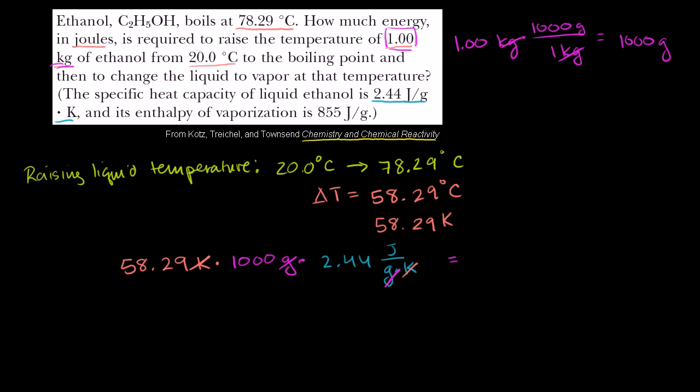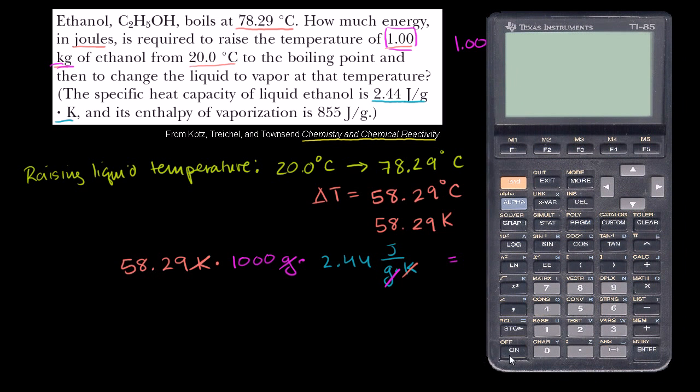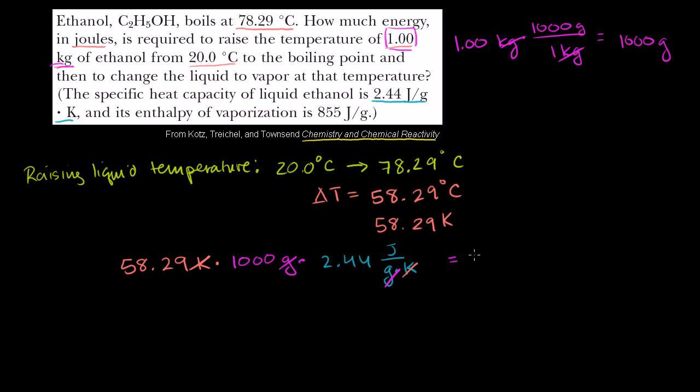We are left with, let me take out the calculator. We have 58.29 times 1,000 times 2.44, and we only have 3 significant digits here. So this is going to be 142,000, rounding down. Joules is our units. We want energy. So this right here is the amount of energy to take our 1 kilogram of ethanol from 20 degrees Celsius to 78.29 degrees Celsius. Or you could view this as from 293 Kelvin to that temperature plus 273 in Kelvin. Either way, we've raised its temperature by 58.29 Kelvin.